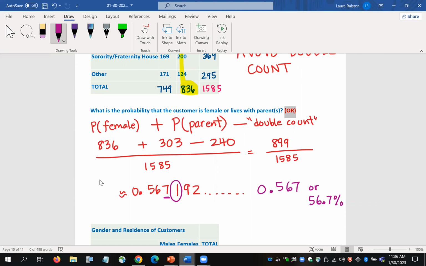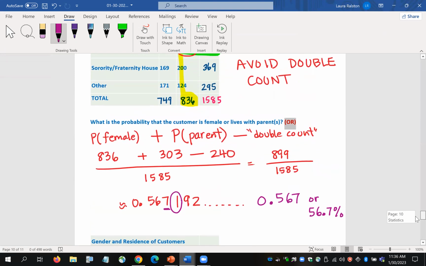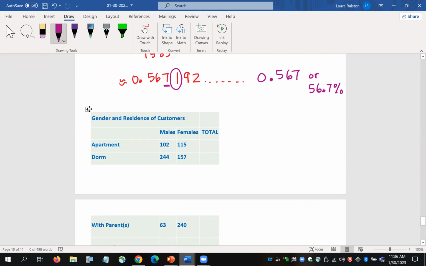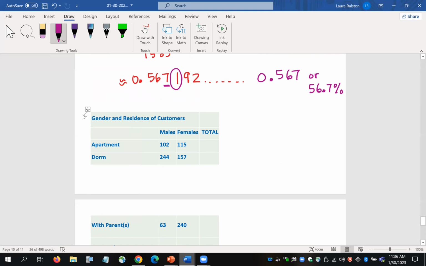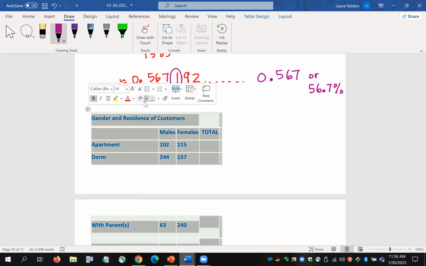That's usually the one that students sometimes struggle with, because that or gives them fits, because you have to be careful that you don't double count.